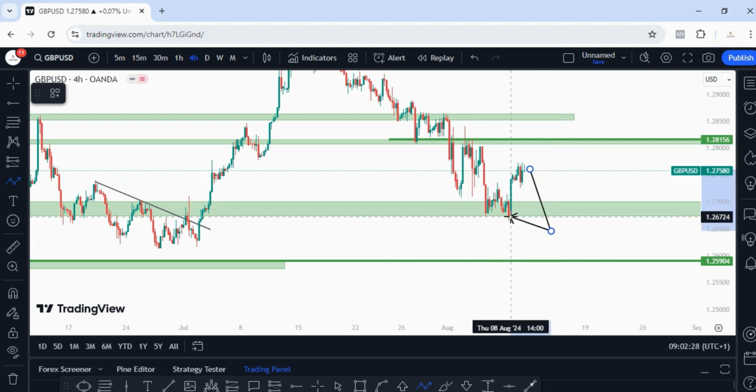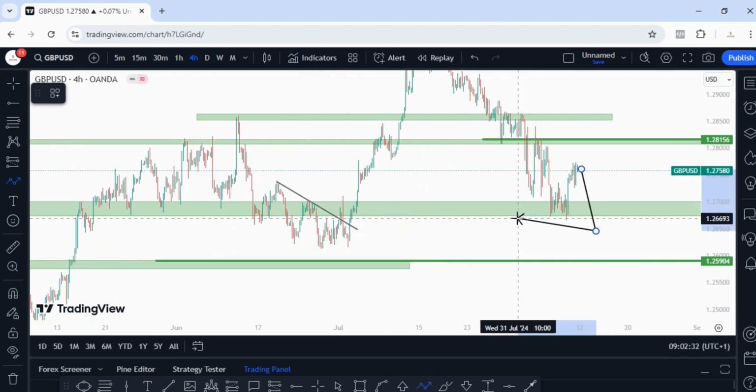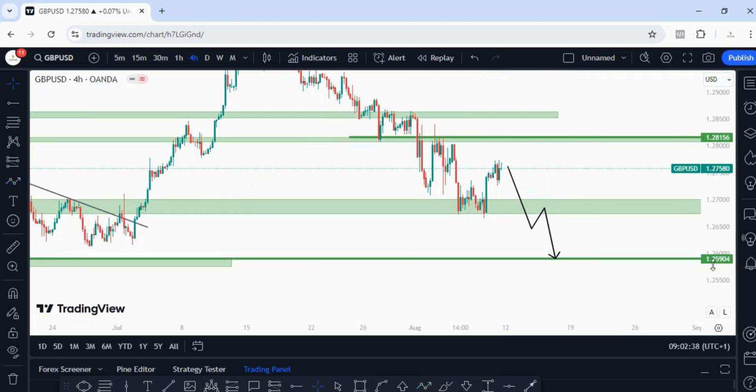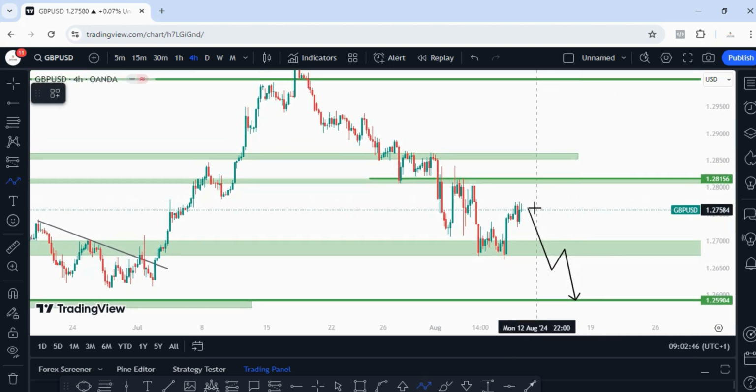So I'd like to see price create a new lower low, breaking below this solid zone that I've had here for a while. Then I'll catch it on the pullback, and then it's going to be a short trade to the downside, which is my bearish target will be 1.25904.